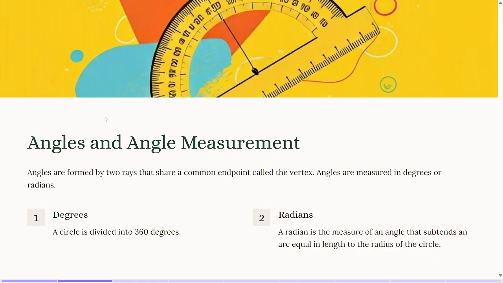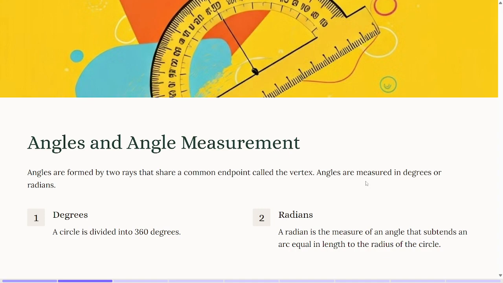Angles and angle measurement. What are angles? Angles are formed by two rays that share a common endpoint called the vertex. This question is always asked at junior level: what do you mean by vertex? The vertex is the point where two rays meet each other.